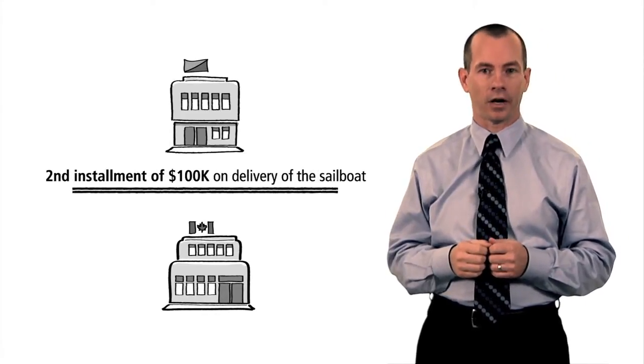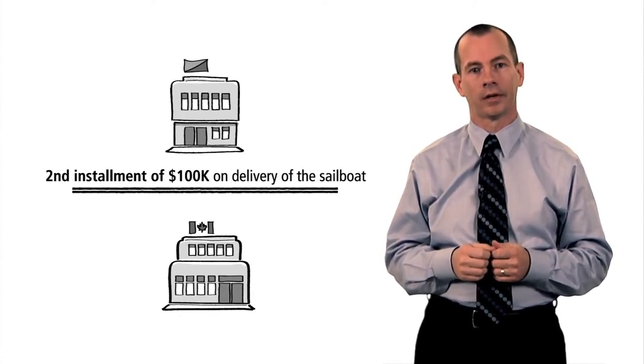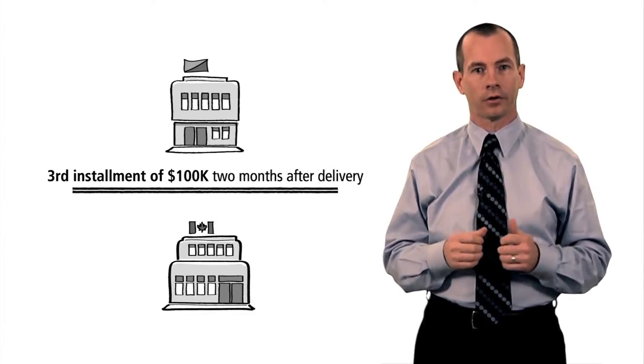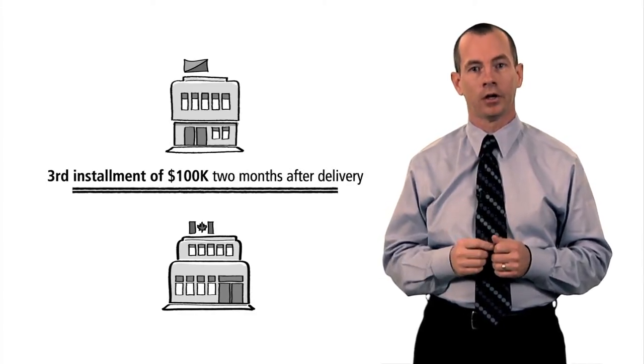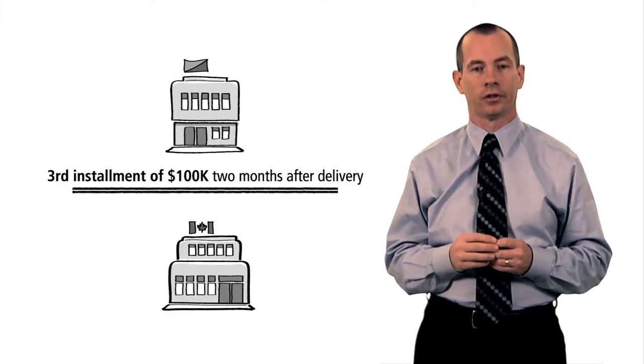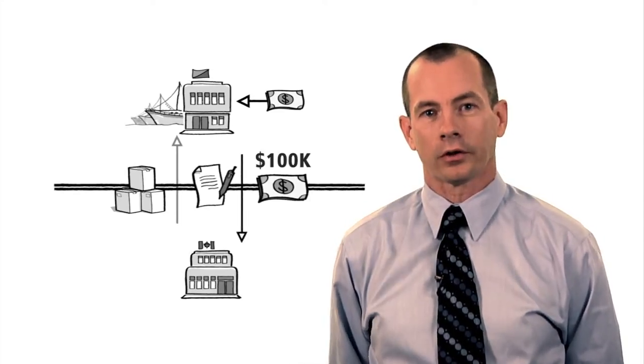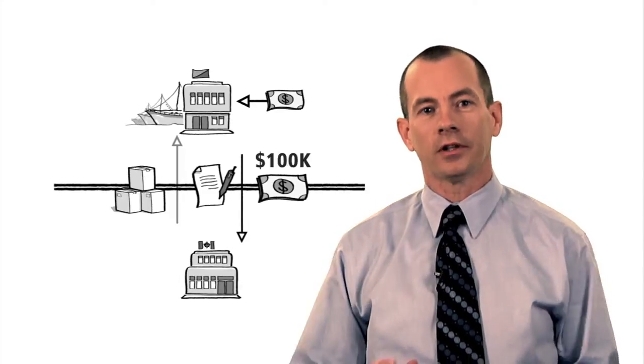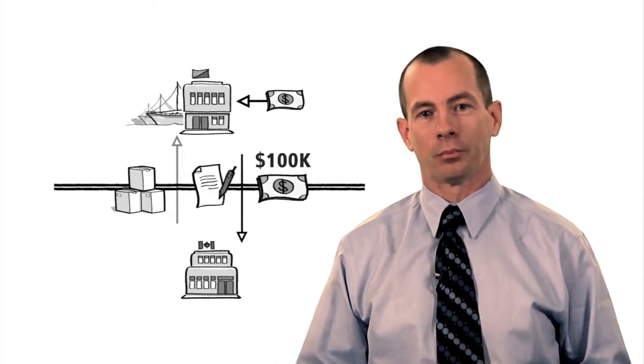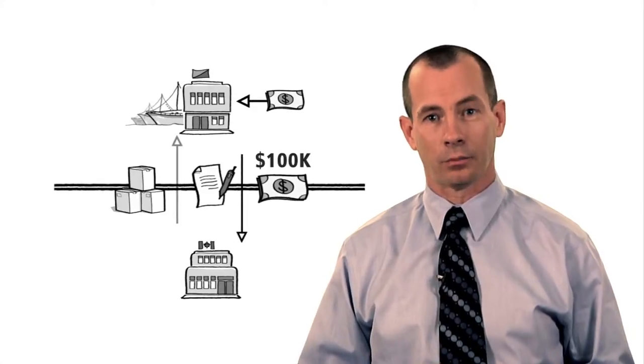Second, an installment of $100,000 on delivery of the sailboat. And third, an installment of $100,000 2 months after delivery to allow trial of the vessel in different conditions. So, by obtaining an advance of $100,000, the exporter has partly solved 2 problems. Firstly, he knows that the buyer is somewhat serious about the purchase. We'll see later why I say somewhat serious.